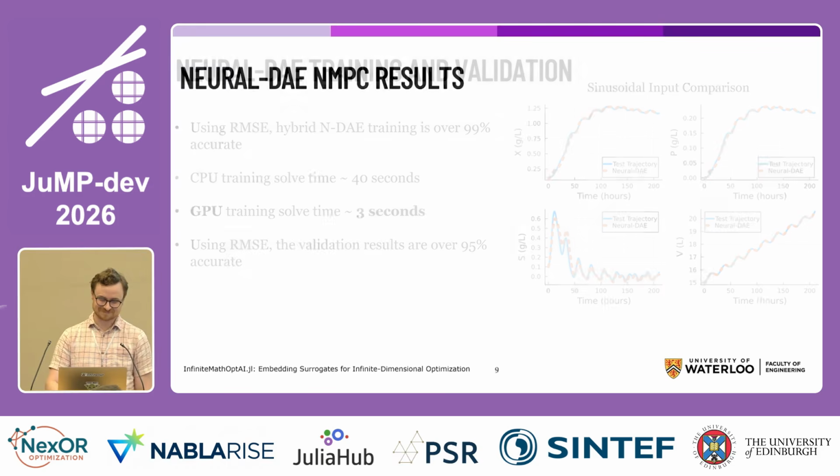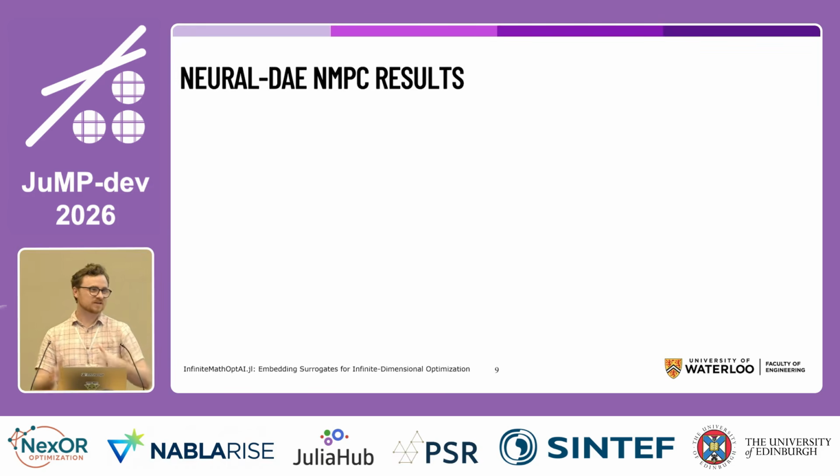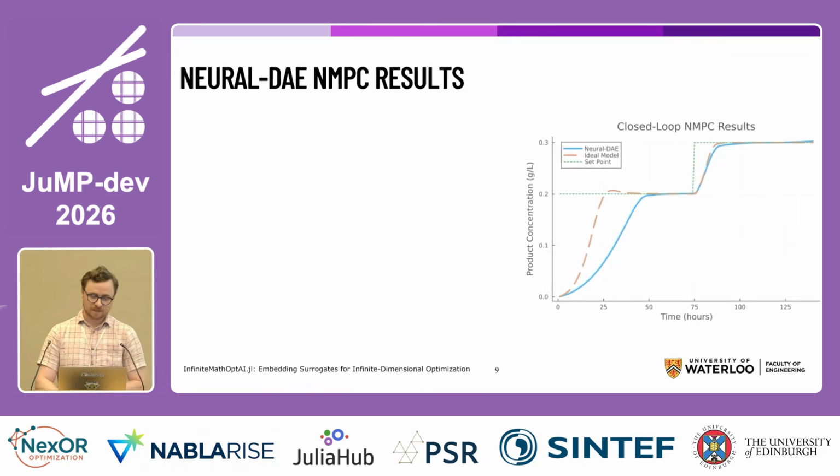Okay. And then we took that trained model and embedded it into an MPC problem. So here you can see it tracking the set point. We compared against what we call the ideal model, which was having the ground truth mechanistic equations for the cell production rate. In real life, we don't get to know that. But in both cases, you can see they're able to track the set point and be stable controllers.